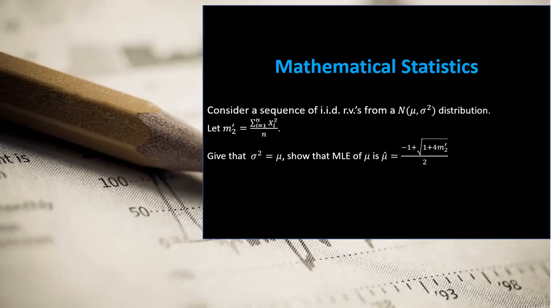Since the normal distribution has two parameters, mu and sigma squared, in this video we're going to talk about what happens if sigma squared equals mu. Then I want to find the maximum likelihood estimator of mu, and we can show that the MLE, mu hat, is a function of the second moment. All right, let's go to the whiteboard and take a look at how we solve this problem.